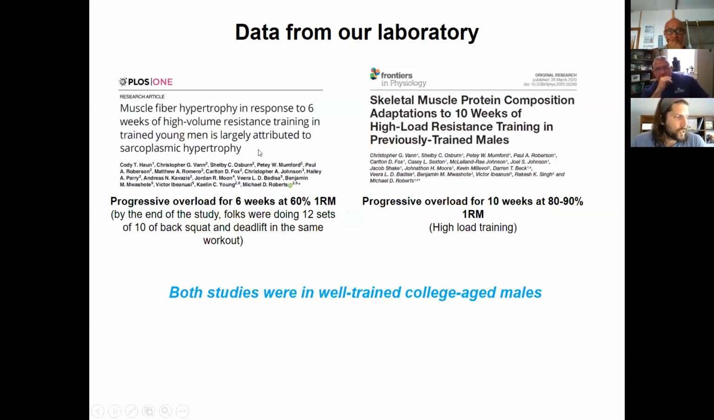We recently published 2 studies within the past year. One study was extraordinarily high volume in previously trained participants. They did 6 weeks of resistance training at 60% 1RM. By the very last training session, if you were in the study, you had to come in and do 12 sets of 10 squats, as well as 12 sets of 10 deadlifts, and then you had to do the same thing for some upper body exercises.